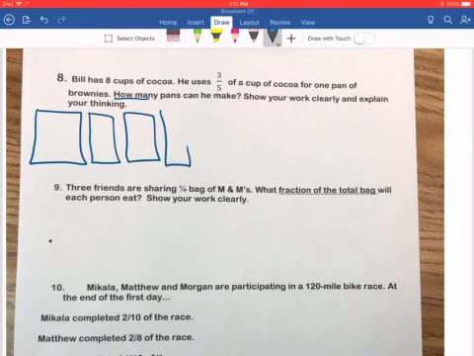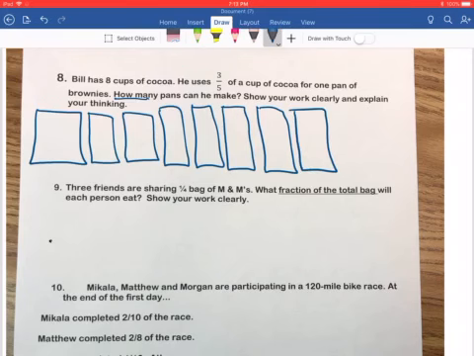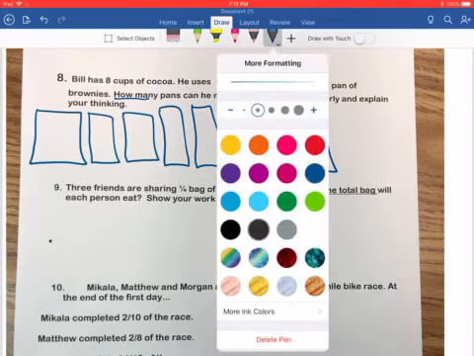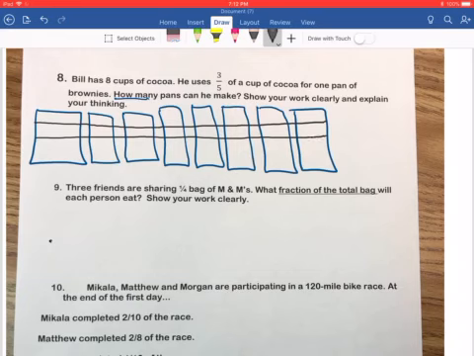3, 4, 5, 6, 7. My cups are getting bigger. 8. We need to split these in fifths. See if I can do this all the way across. All right, there's 1 piece. 2 pieces. 3 pieces. Yeah, this isn't a good idea. Don't do this, guys. 4 pieces and 5 pieces.